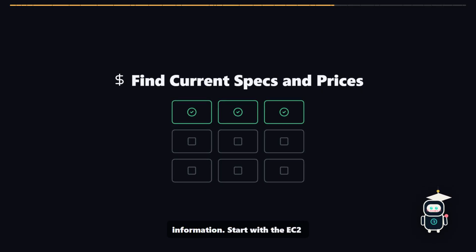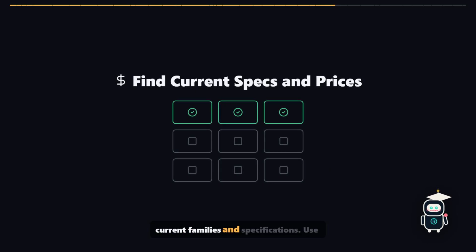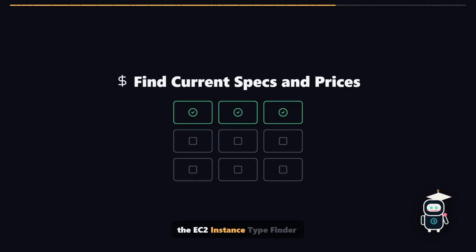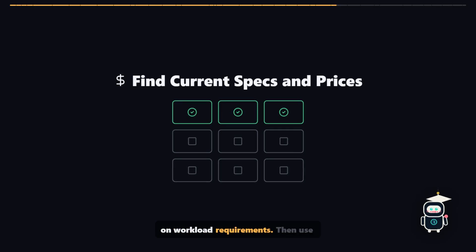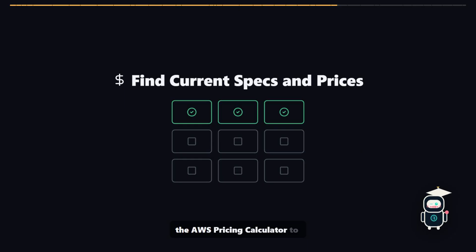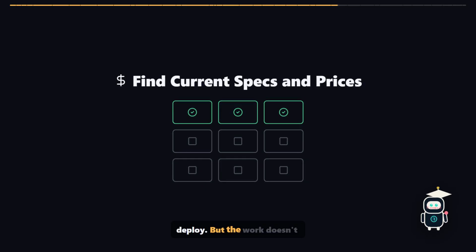Start with the EC2 instance types documentation to compare current families and specifications. Use the EC2 instance type finder and comparison tools where available to narrow your candidates based on workload requirements. Then use the AWS pricing calculator to model expected cost before you deploy. But the work doesn't stop after launch.